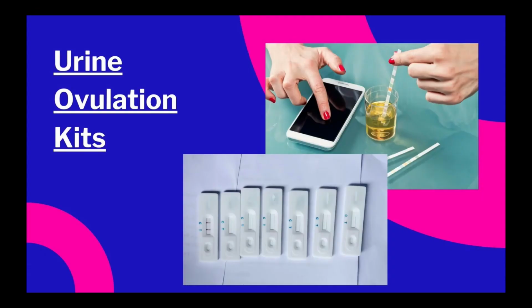Lastly, we want to talk to you about urine ovulation kits. There are a few different types out there. The most common test looks for a rise in luteinizing hormone, LH. The LH surge typically happens about 36 hours before an egg is released from the follicle. You can then see the LH rise in your urine about 12 hours after the surge.